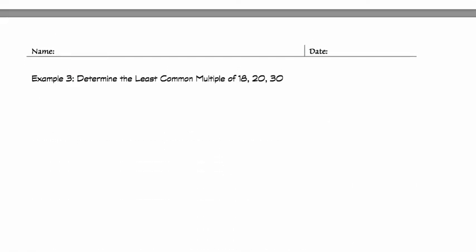Here we are finding the least common multiple of 18, 20, and 30. The most consistent way to find the least common multiple is to use, again, the prime factorization. So we will find the prime factorization of 18, 20, and 30.